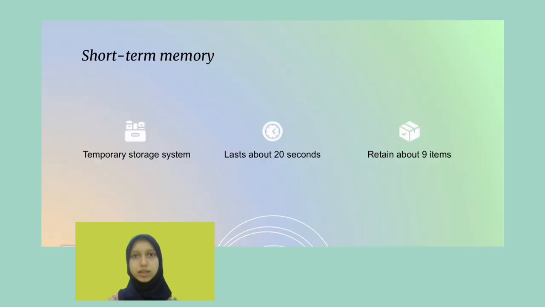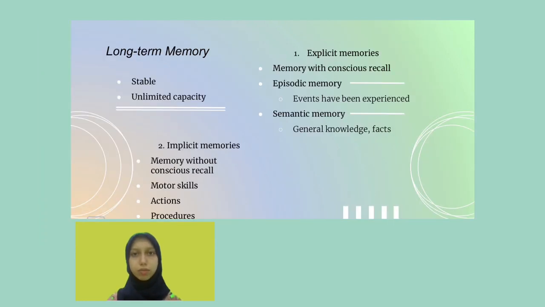Short-term memory is a temporary storage system. It lasts about 20 seconds and retains about 9 items, while long-term memory has 2 types of memories, which are explicit memories and implicit memories. Explicit memory is memory with conscious recall, while implicit memory is memory without conscious recall.